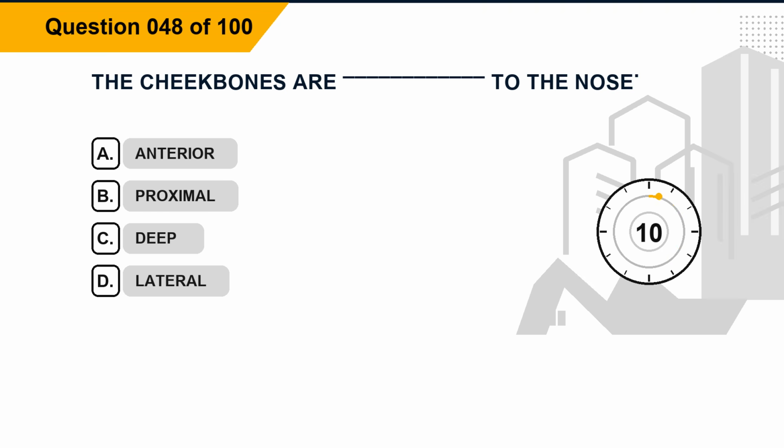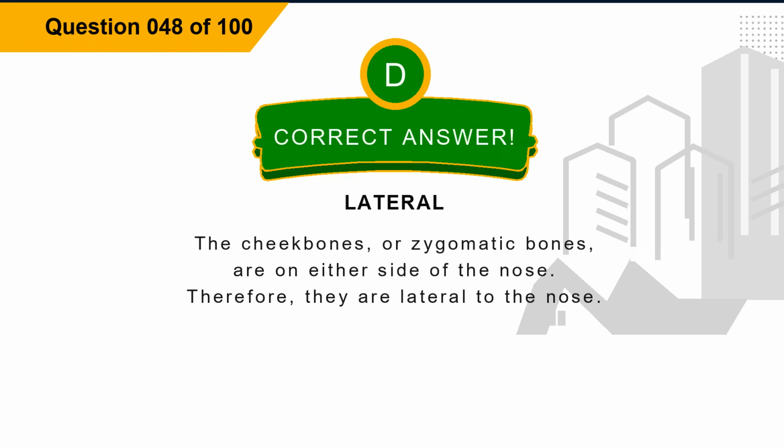Question 48. The cheekbones are blank to the nose. Option A. Anterior. Option B. Proximal. Option C. Deep. Option D. Lateral. The correct answer is option D. Lateral. Explanation. The cheekbones, or zygomatic bones, are on either side of the nose. Therefore, they are lateral to the nose.